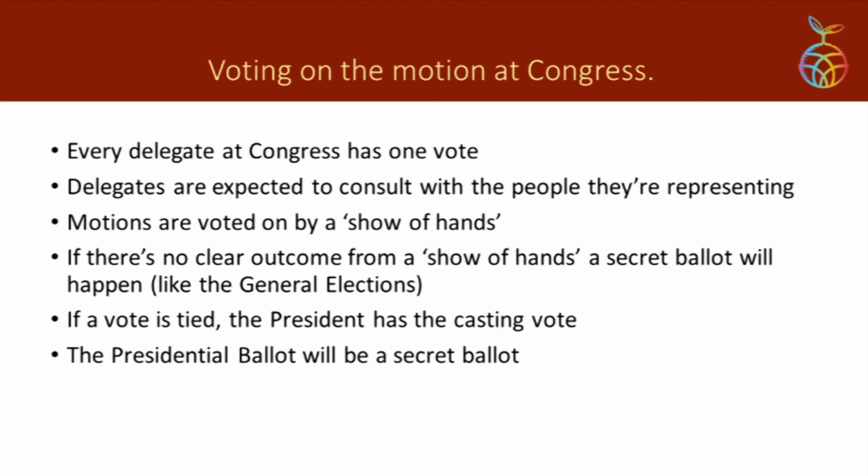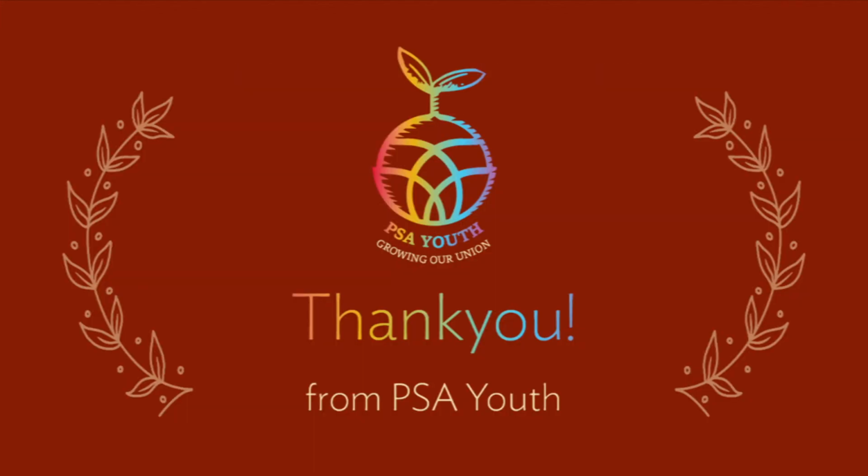If the room is split, then the president is the one who decides the outcome. When the new presidential ballot is run, it will be done through a secret ballot, which removes any issues with peer pressure. And that is this session for Congress 101.